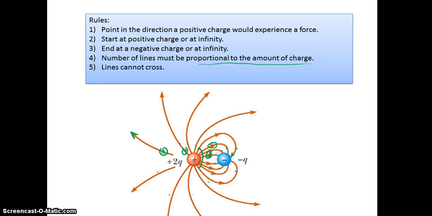One last one is that we cannot have lines cross. You're never going to have a line cross. What would that mean if it crossed? Well, I would say at this point, the electric field is in both this direction and in this direction, and that's not possible. The electric field has to be in one direction for every single point in space. So that's the lesson for how to draw electric field lines. Go on and try the next few examples, please.